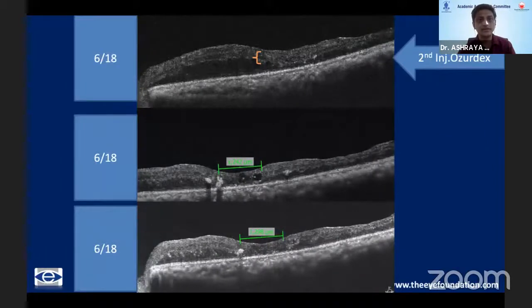Then we gave the second Ozurdex, and the patient didn't improve in vision, but the edema subsided, and the patient continued to have vision of not more than 6/18. And at various sections within the same OCT, it can vary from 1242 to 1298 microns. So this is a limitation of DRIL.